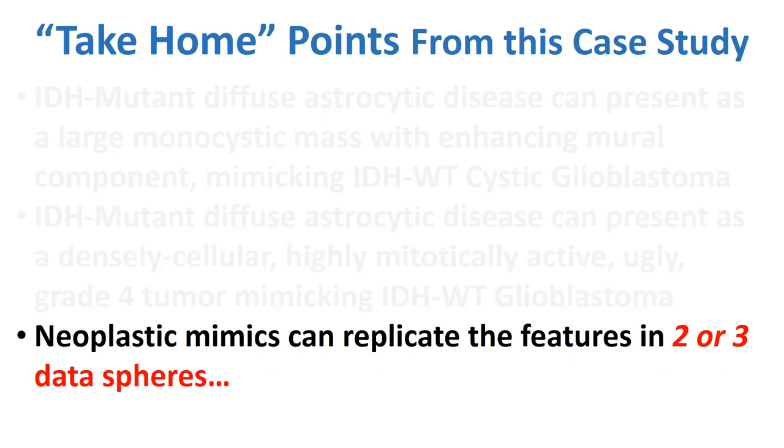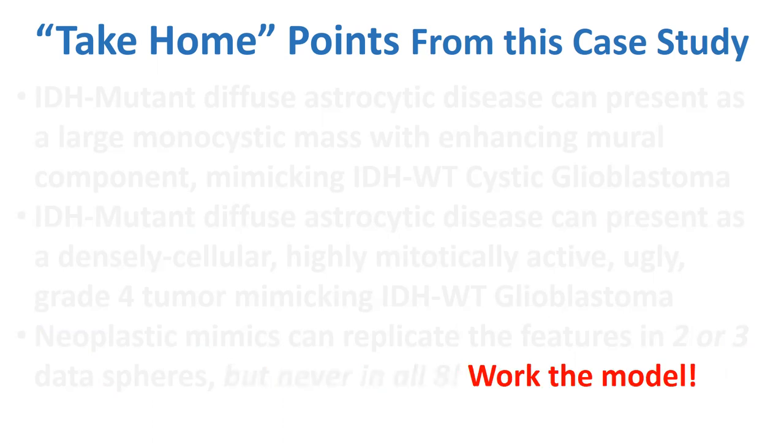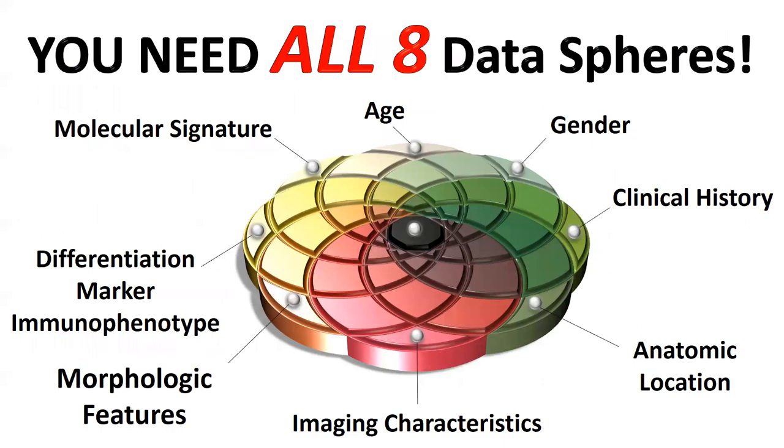All right, so mimics can do this, and it can be the other way around, right? Usually it's the aggressive tumor mimicking a benign tumor, right? Mimics can in two or three spheres, but never in all eight. That's why we didn't misdiagnose this case as IDH wild type glioblastoma, never in all eight. Work the model, use the model, populate the spheres. You need all eight spheres.